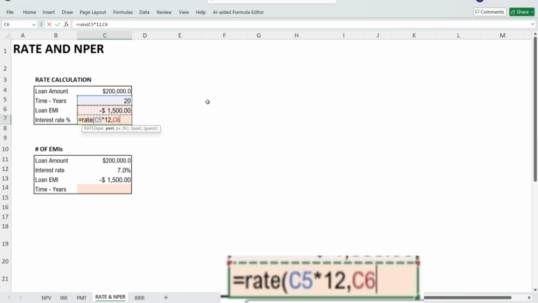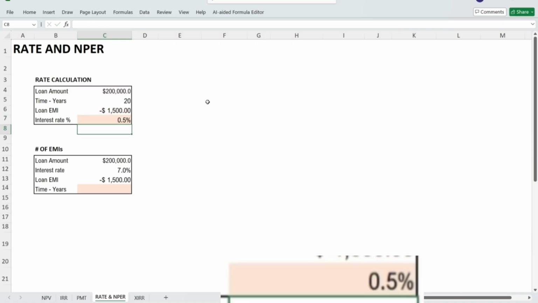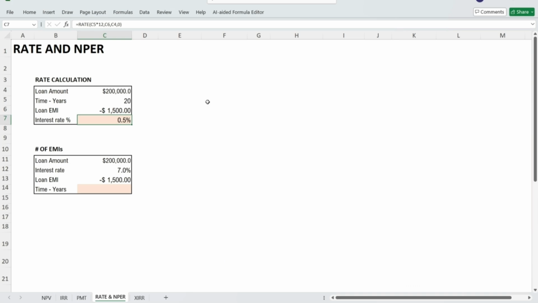So we'll link it to C6, comma, the present value of the loan is $200,000, comma, and future value is in square brackets, so this is optional. Future value in the case of loans is generally 0, so we'll enter 0 over here, close the bracket and enter. It comes to 0.5%, which is the monthly rate. And if we multiply it by 12, we get the annual rate of interest for this loan, which is 6.6%.